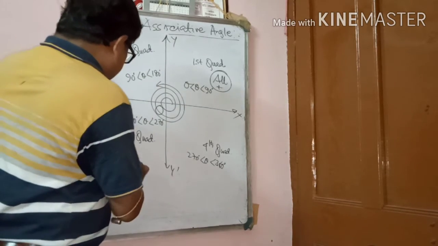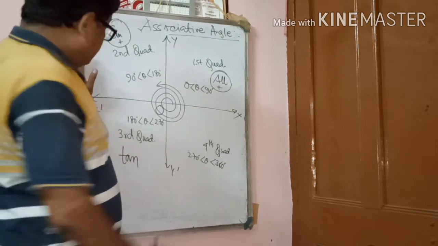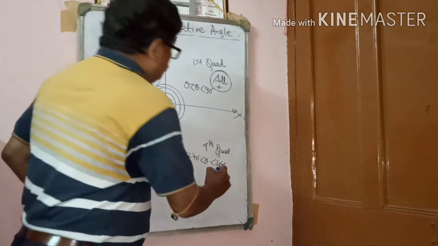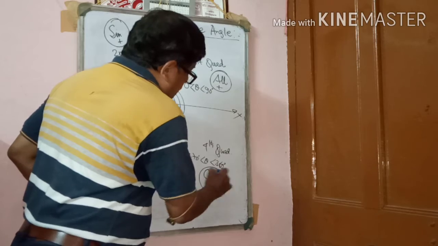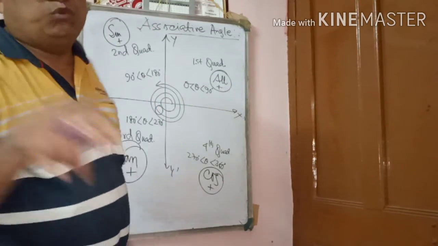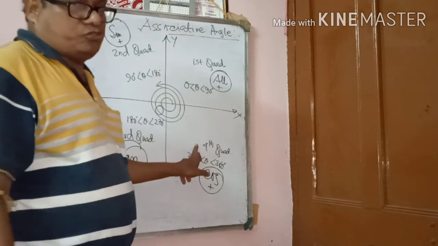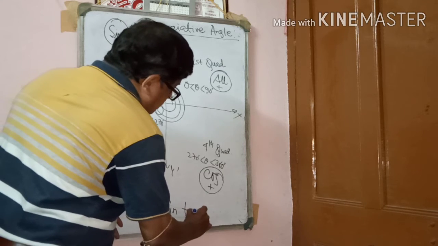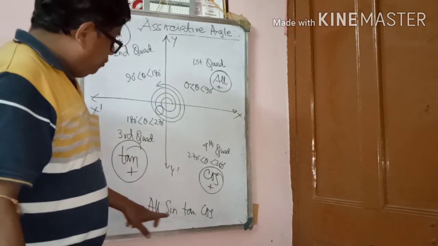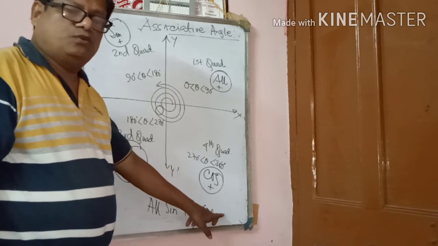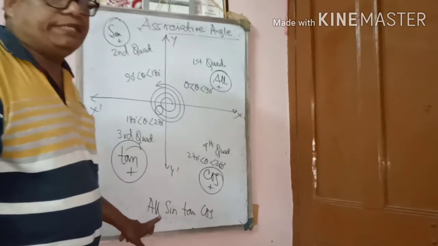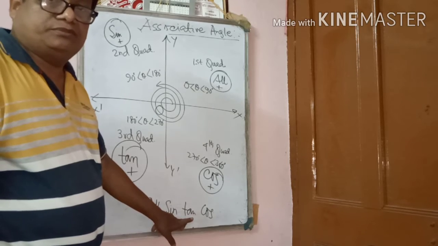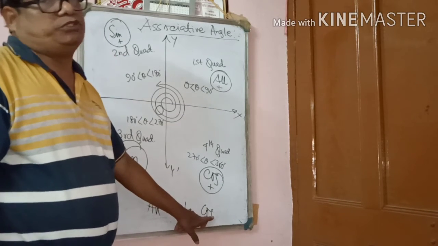In the third quadrant, tan is positive. Tan means cot is also positive. In the fourth quadrant, cos is positive. What is the rule? The rule will be all sine tan cos. All of you remember. All sine tan cos. Okay. First quadrant all positive. Sine second quadrant. Third quadrant tan positive. Fourth quadrant cos positive.